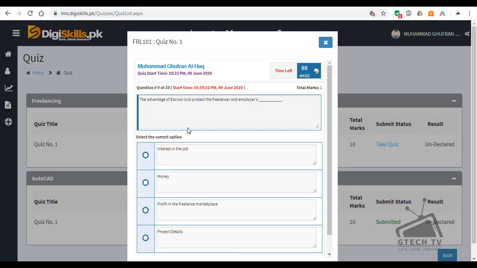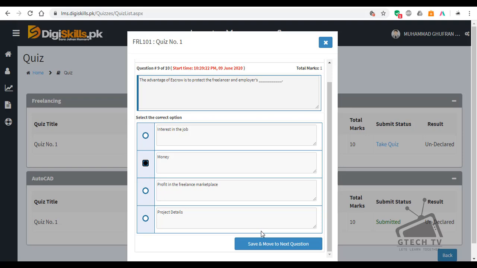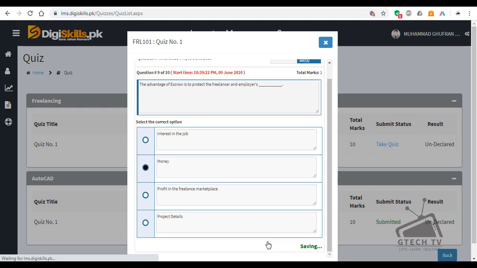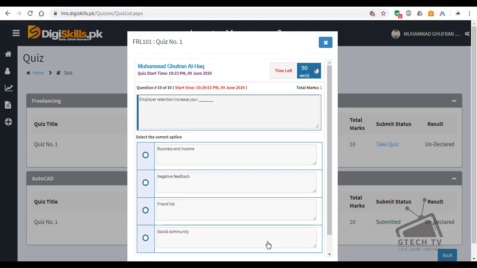The advantage of escrow is to protect the freelancer and employer's interest in the job, money, profit in the freelance marketplace, or project details. So escrow's objective is to protect freelancer's and employer's money. Okay, so here comes the last question.